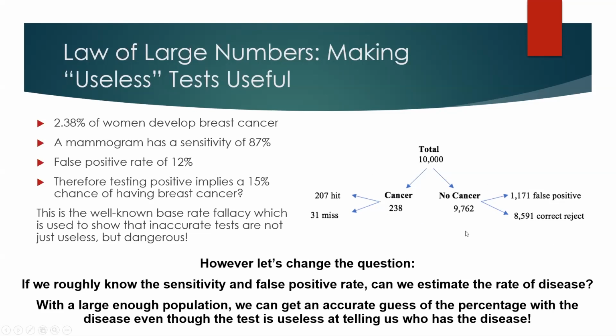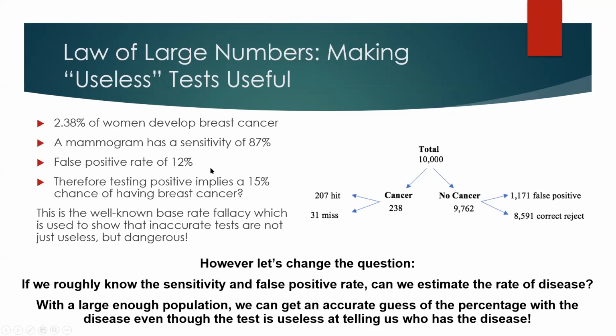And if you actually just count the number of real hits versus the number of false hits, what you can find is that you have about a 15% chance of actually having cancer if a test comes up positive, right? So this is what people call the base rate fallacy, because there is such a low chance of actually having the disease if the test is positive. It's much lower than you would probably expect.